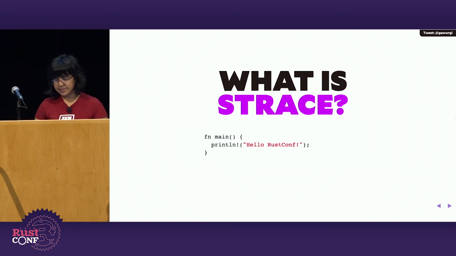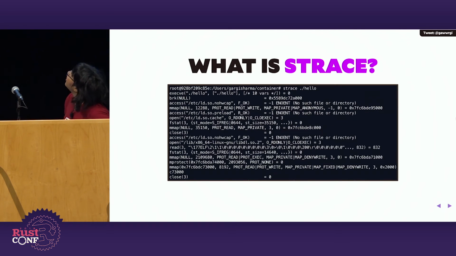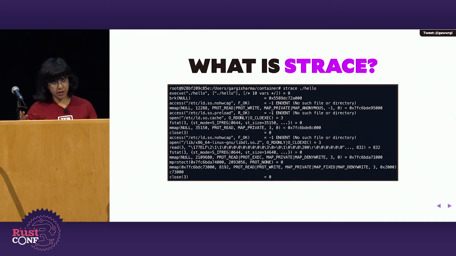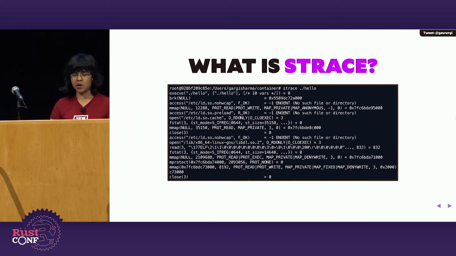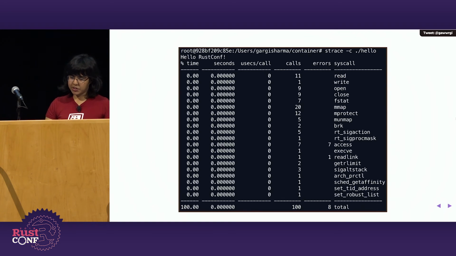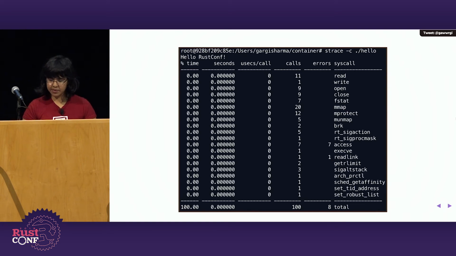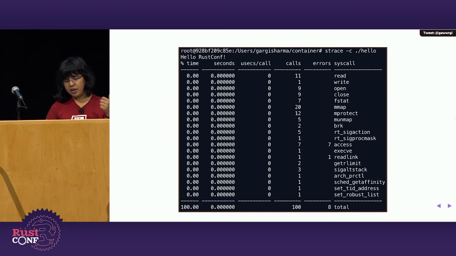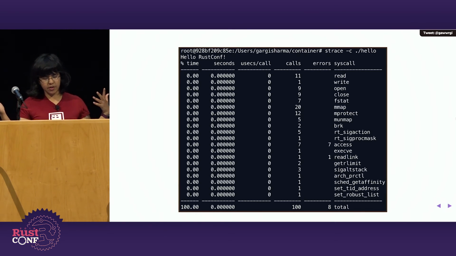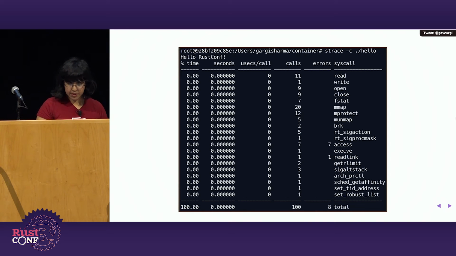So if I have a very simple program which says, hello, RustConf, and I see the STrace output for it, I'm not sure if it's visible, but I will still say what it is. It first has an exec system call, which is executing my program, and then it has a brk, an access, an mmap, and so on, and it lists all the system calls that are made in that order. And if I use strace -c, it will tell me the count of all the system calls that were made. So I have 11 system calls to read, and 9 to open, and so on, which is pretty handy.